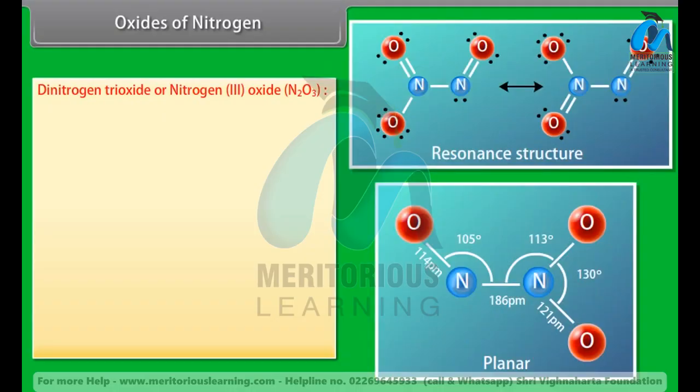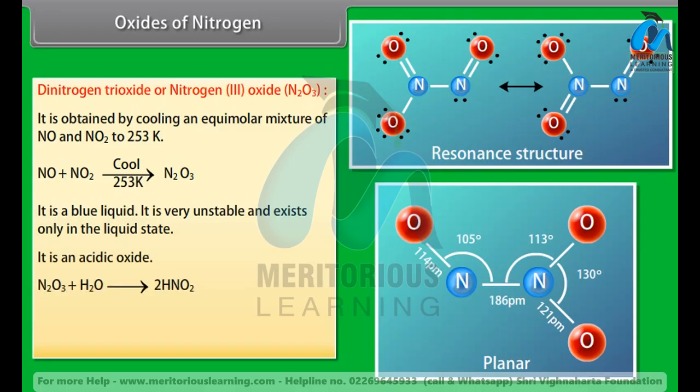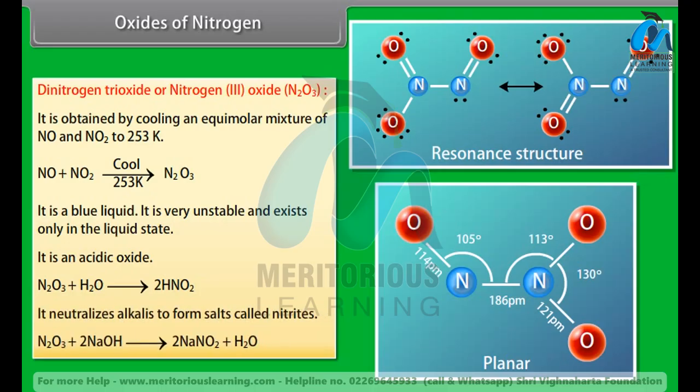Dinitrogen trioxide or nitrogen(III) oxide. It is obtained by cooling an equimolar mixture of NO and NO2 to 253 Kelvin. It is a blue liquid. It is very unstable and exists only in the liquid state. It is an acidic oxide. It neutralizes alkalis to form salts called nitrites.